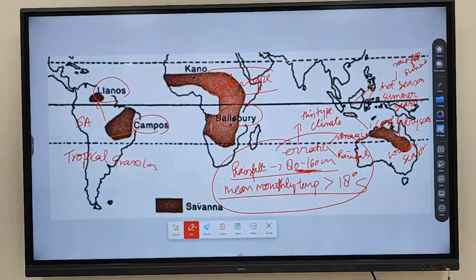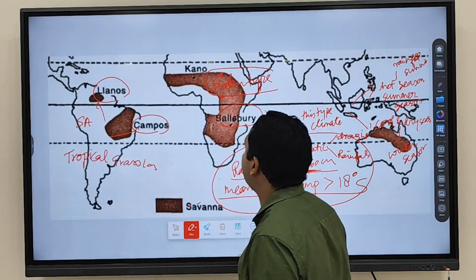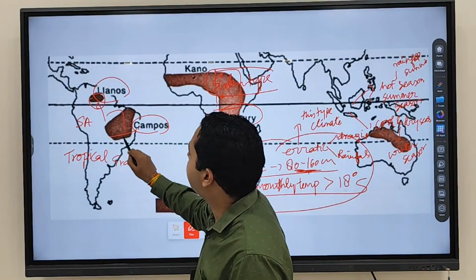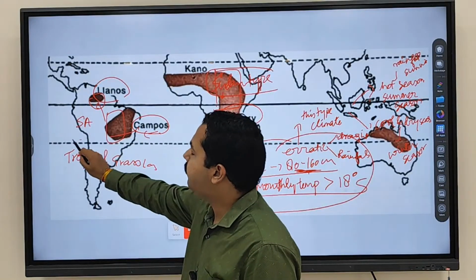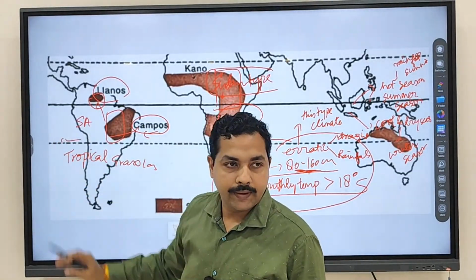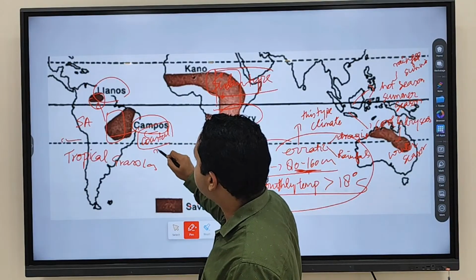Variation in rainfall is used. So sometimes you'll find drought conditions, and sometimes you'll find rainy conditions also. Clear? Generally, where you are seeing this type of climate, as we discussed, it is in the interior region, which is not influenced by the coastal regions. Clear?